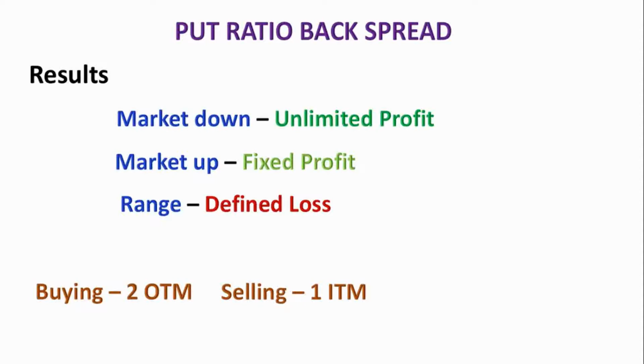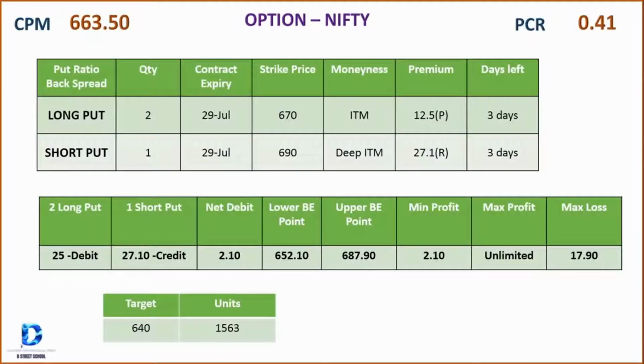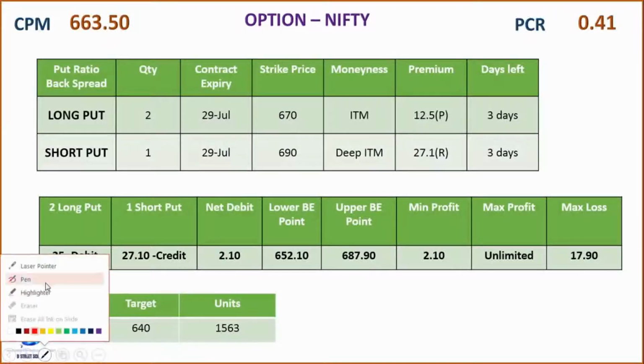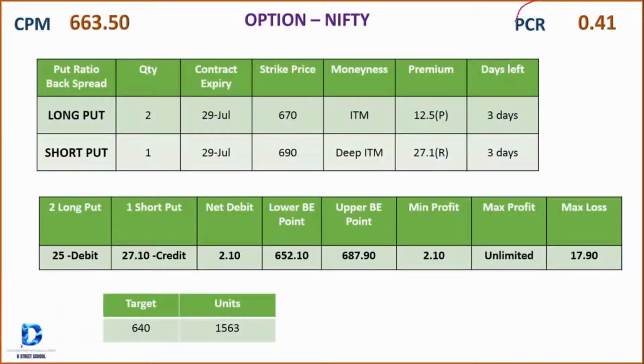So we'll implement the strategy in CONCOR. As I said before, the CONCOR current market price is 663.55 rupees, and the put call ratio is 41, which means buyers dominate over sellers.